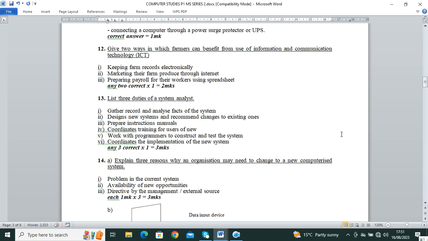Question number 12, give two ways in which farmers can benefit from use of ICT or information and communication technology. So number one is keeping farm records electronically. That is marketing their farm produce through the internet or through social media. Also preparing payroll for their workers using spreadsheet. Guys, you can see that these are powerful answers.